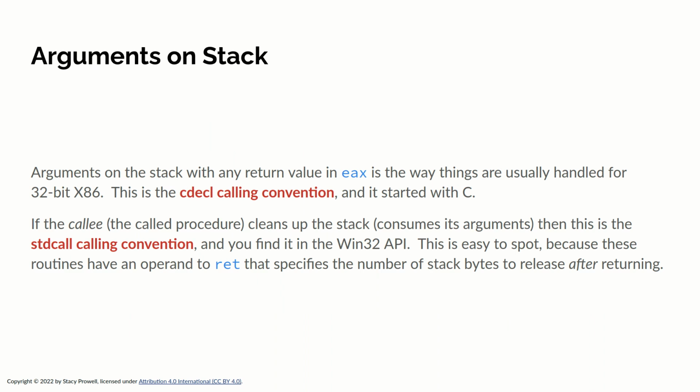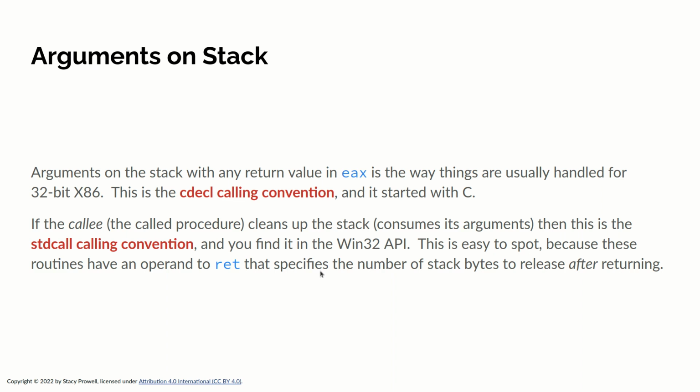So the idea of putting your arguments on the stack and having the return value in EAX is the way things are often handled in the 32-bit x86 world. You've seen x86 code, that's the way they usually do it. This is called the CDECL calling convention, and it started with, no surprise here, the language C. It's a really good, simple way to do things. And sometimes in code you'll see underscore CDECL, or you'll see this in code that's not C. Someone will declare it to be C, so that we know the calling convention being used is the C calling convention.